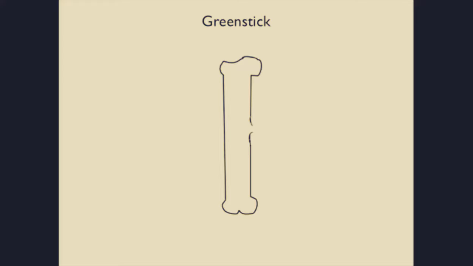Greenstick. Now, if you remember the definition of a fracture, it could be loss of cortex of part of a bone. So in this case, we've lost the cortex on one side of the bone, but not on the other. This commonly occurs in children, where the bones are much more flexible, and so you can get a crack on one side, or a disruption of the cortex, but not on the other, and these can be difficult to spot.